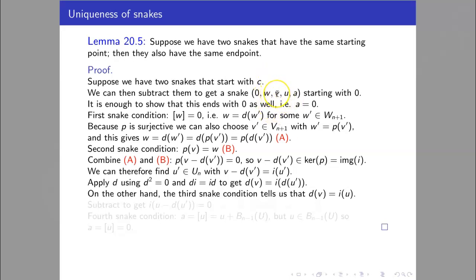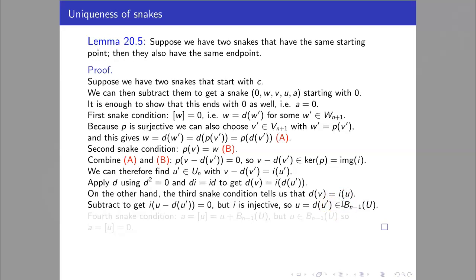But let's go back to here. This sequence is supposed to be a snake, and the third snake condition says that d v is i u. So here we've got d v as i d u prime, and we also have d v as i u. By subtracting those facts, we see that i of (u minus d u prime) is i u minus i d u prime, that's d v minus d v, so that's 0. So i of (u minus d u prime) is 0. But remember, i was injective; i, p is a short exact sequence. That forces u minus d u prime to already be 0. In other words, u is d u prime.